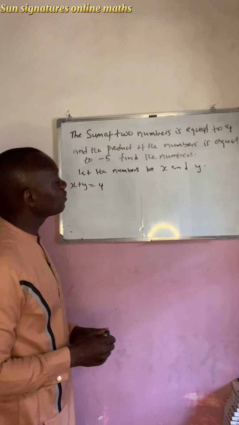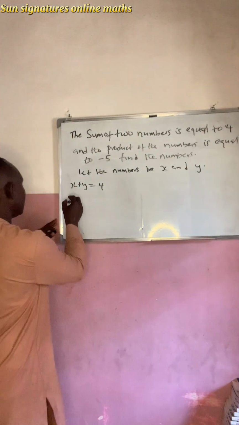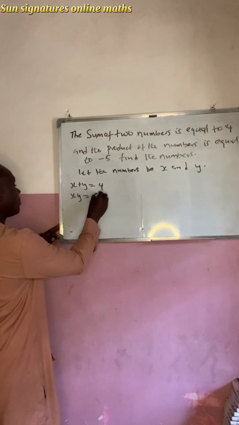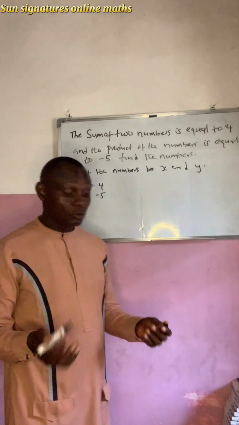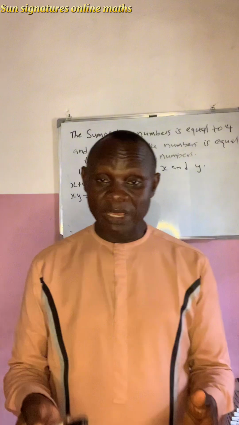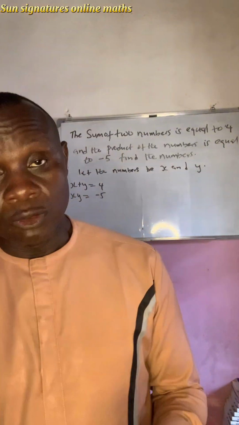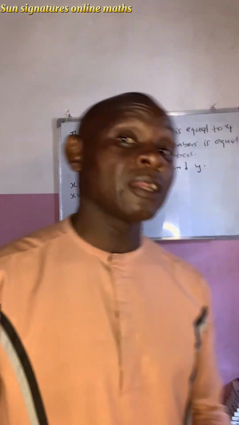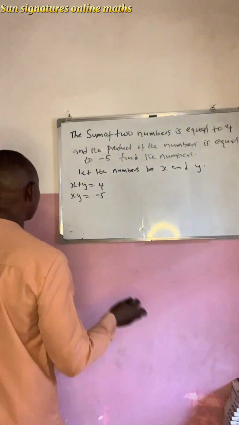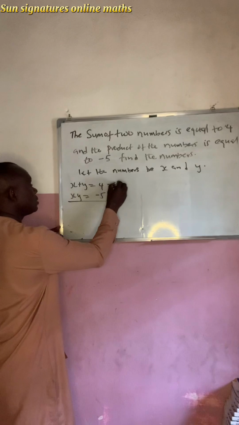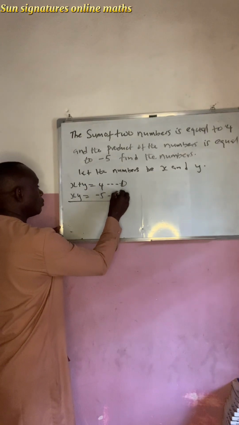Then the product of the numbers means multiplication. Then xy is equal to -5. I can assume that we have two simultaneous equations, and you can solve two simultaneous equations with different methods. You can use the elimination method, you can use the substitution method, you can use the graphical method, but in this case you can use the substitution method to get our answers. So let me assume that this is equation 1 and this is equation 2.